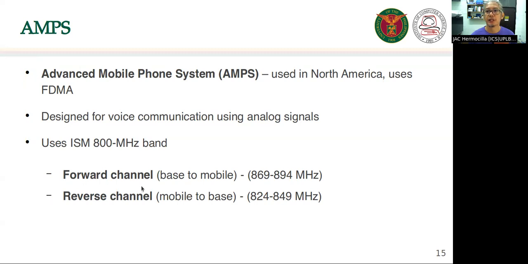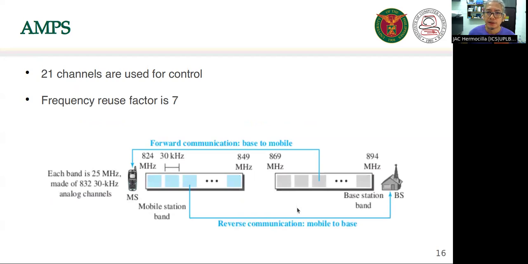So it separates the communication channel into two. It has the forward channel, which is from the base station to the mobile station. This is the frequency range used. And the reverse channel, which is from the mobile station to the base station, and this is the frequency range used. Now, of course, during communication, there will be some control messages. So 21 channels are used for control. And in AMPS, the frequency reuse factor is 7.